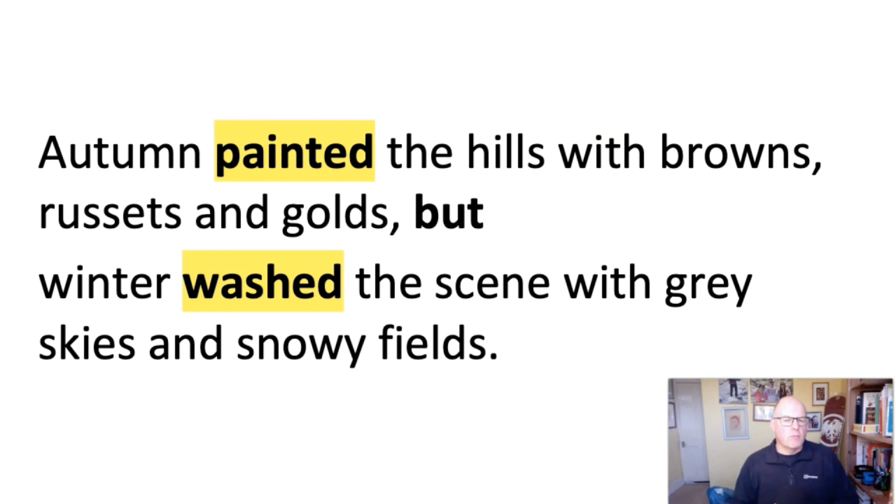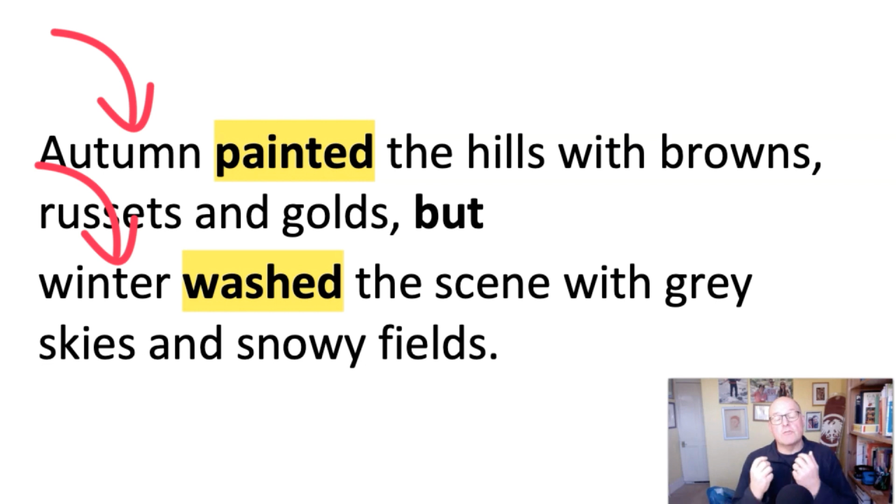In this example, I'm going to show it to you combined with personification. Autumn painted the hills with browns, russets and golds, so the autumn is being personified as a painter, but winter washed the scene with grey skies and snowy fields. Washed is the verb for painters colouring a background in a particular shade. Contrasting using the seasons is a really easy trick for your description as well.